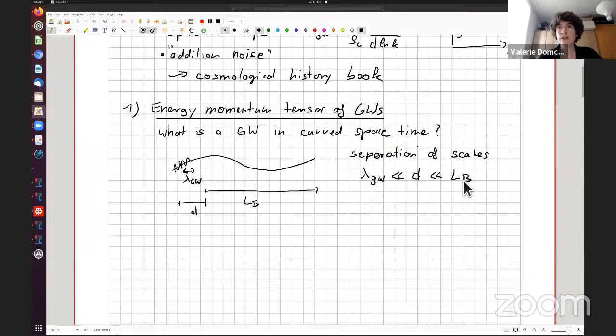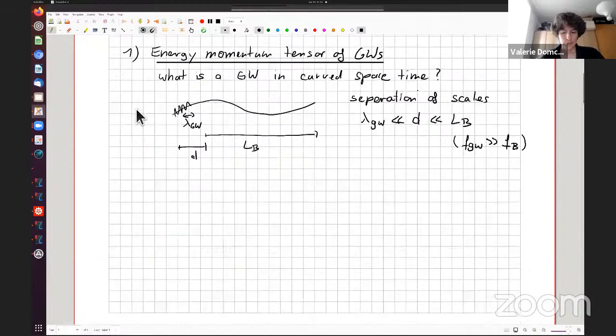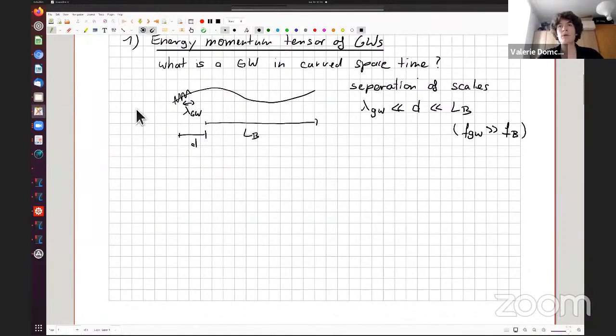Or alternatively, this is now in the length domain, right? You can also go into the time domain. Then you would need that the frequency of the gravitational wave is much faster than the frequency of the background, so the time scale over which the background changes. And then you can do a similar game in the time domain instead of in the spatial domain. And this is really a necessary requirement, otherwise we cannot even sensibly define what is a gravitational wave.